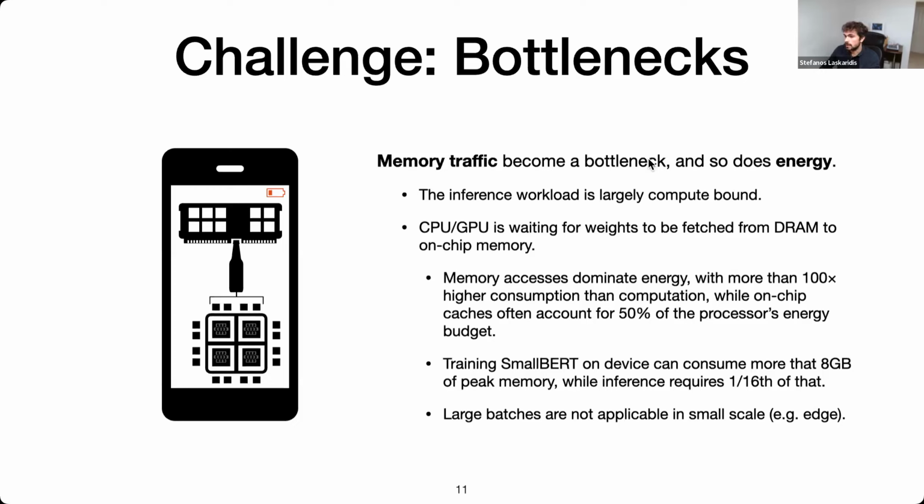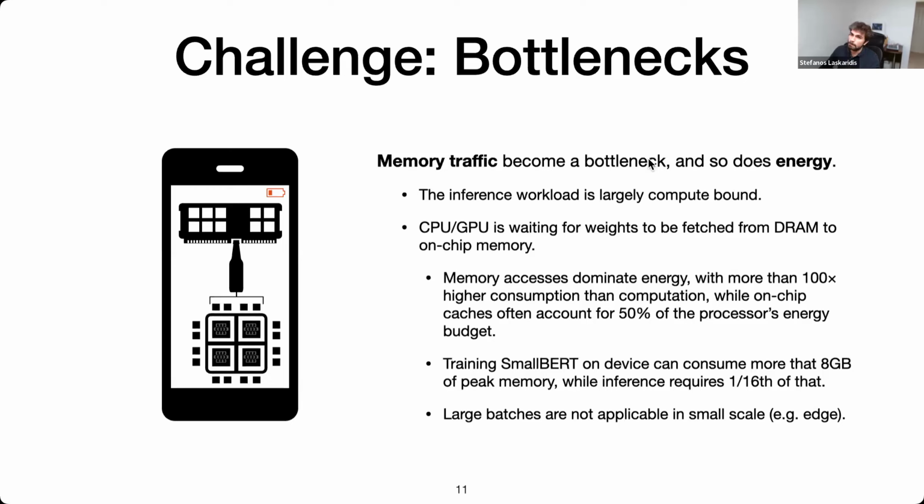Just to illustrate the energy impact, it is more than 100 times higher consumption than computation to bring the weights from DRAM, from off-chip memory, while on-chip caches often account for 50% of the processor's energy budget. This also spans into training, which becomes relevant, for example, in federated learning use cases, where if you want to train a small BERT on device, it can consume more than 8 gigabytes of peak memory, while inference requires 1/16 of that.